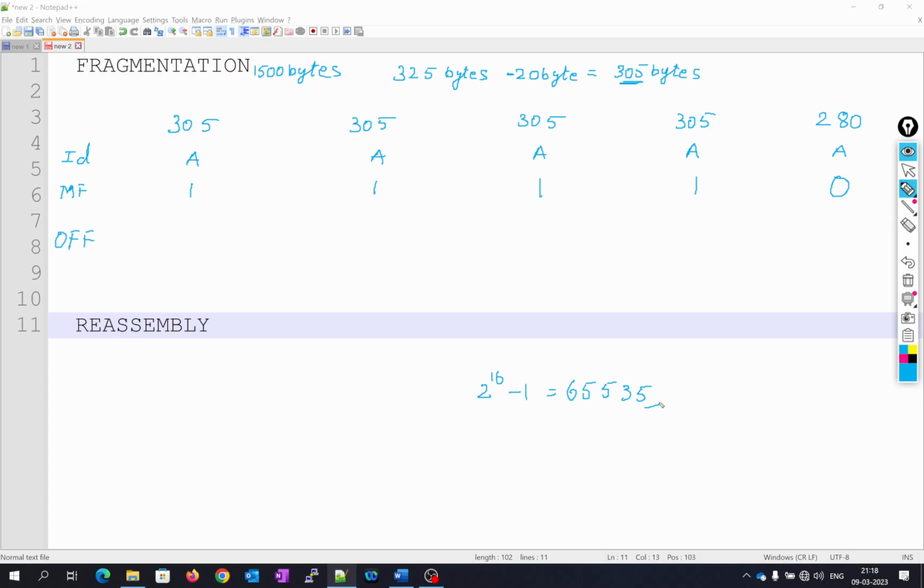Now let us consider that there is traffic received by this router whose size is 65,535. This particular router divided this particular traffic into multiple fragments. Fragmentation is easy, but the reassembly, as I had mentioned earlier, the offset field helps in rearranging of multiple fragments. Now, the offset field is actually of 2 power 13 bits.